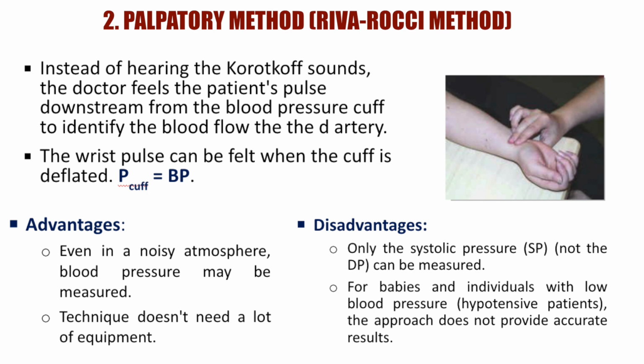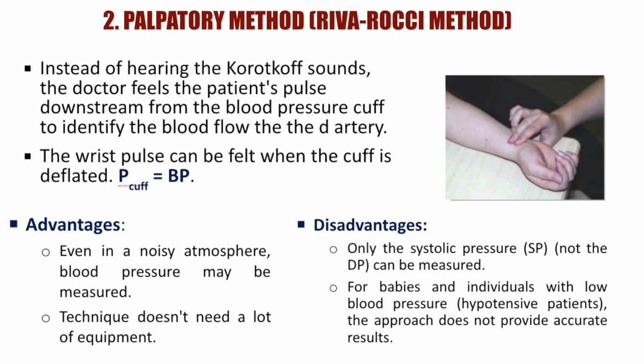Now, coming to the second indirect method, that is the palpatory method. In this method, instead of hearing the Korotkoff sounds, the doctor feels the patient's pulse downstream from the blood pressure cuff to identify the blood flow in the artery. The wrist pulse can be felt when the cuff is deflated, so the pressure in the cuff when the pulse starts is given as systolic pressure, that is the blood pressure of the blood.